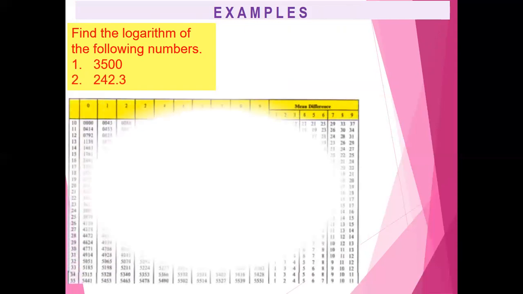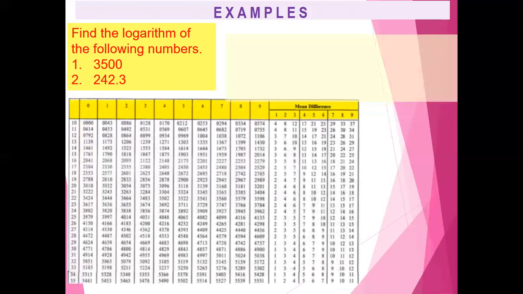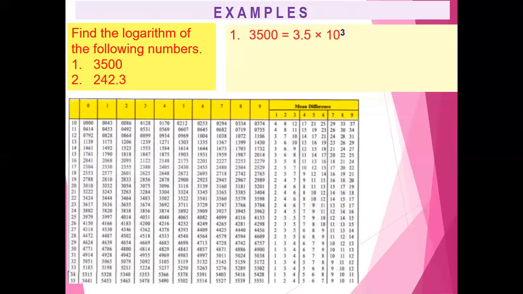Now we're back with our table. Let's start the solution for number 1. First of all, you must change 3,500 to standard form. So we're going to do some moving of the decimal here. 1, 2, and 3. We stop at 3.5 because that's a number between 1 and 10, and then that will be 3.5 times 10 raised to the power 3, since we moved the decimal point 3 times.